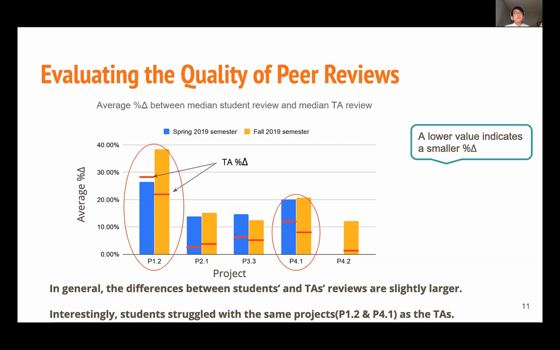Our hypothesis is that in the first project, both students and TAs are new to code review, and in P4.1, the rubric is very long, and also the question revolves around design choices and degrees of optimization, which lend themselves to different interpretations. But going back to the important question, the difference between TA reviews and peer reviews are still large. Is there anything we can do to remedy this?